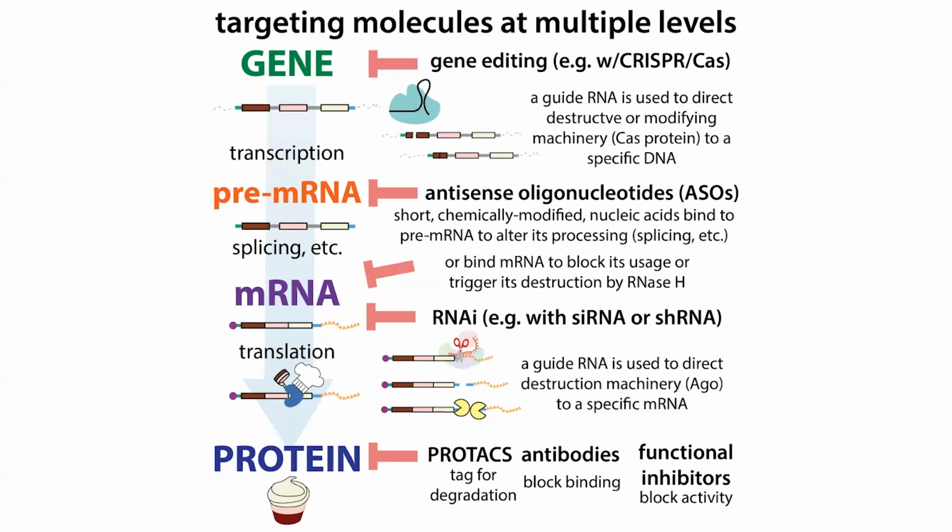With either of those, you can cause the degradation of the messenger RNA and therefore prevent the production of protein. And finally, you can go after the protein itself, such as with PROTACs, which send ubiquitin ligases to a specific protein and cause that protein to get tagged for degradation. You can use antibodies, which block the binding of the protein to its normal partners. Or you can use functional inhibitors, such as going after the active site of an enzyme to block its activity. So I hope that helps you understand some of these different techniques that we can use. And I have more extensive posts on all of these things.